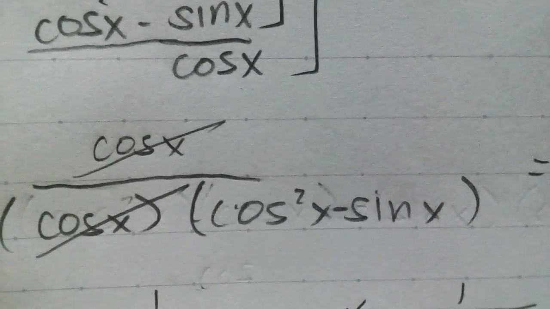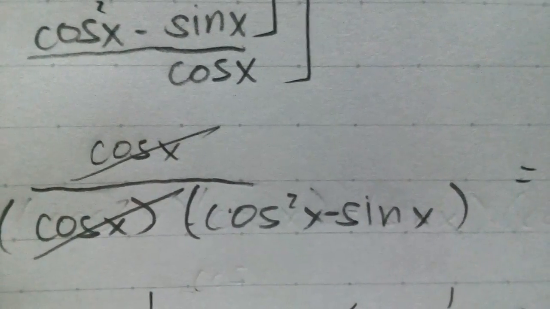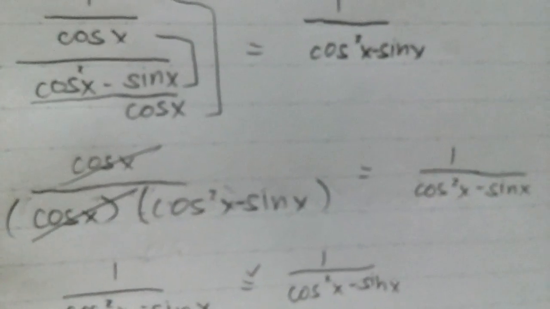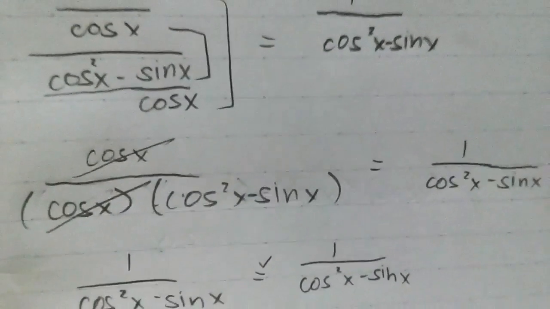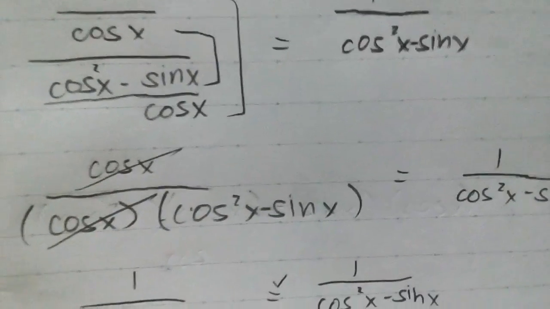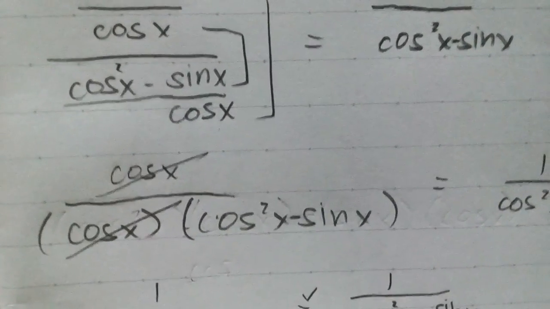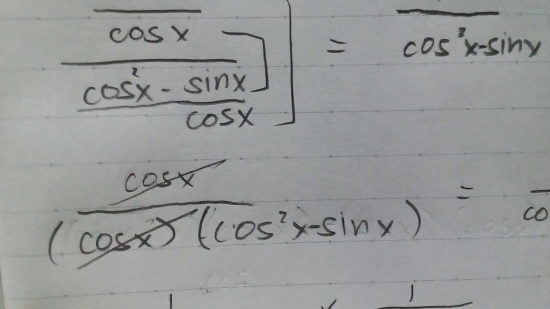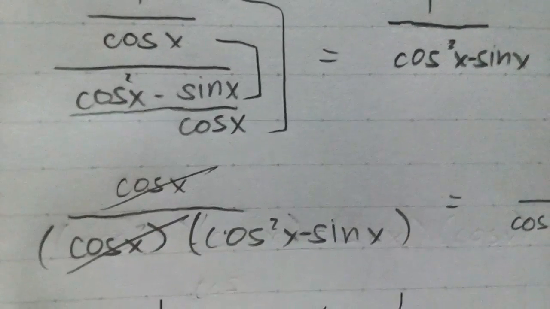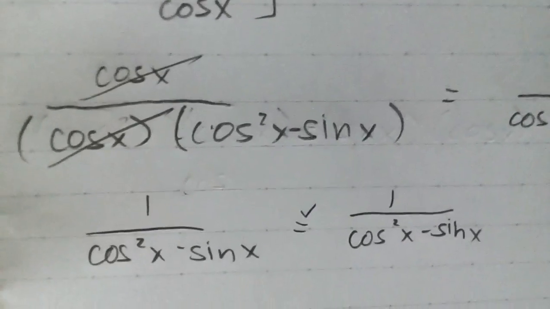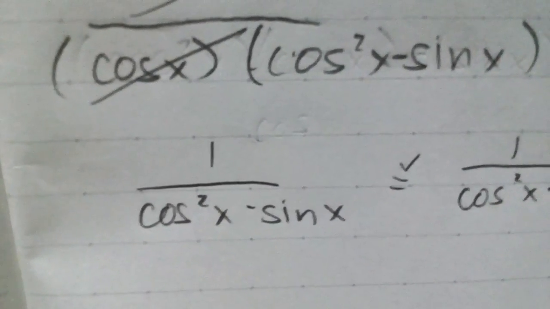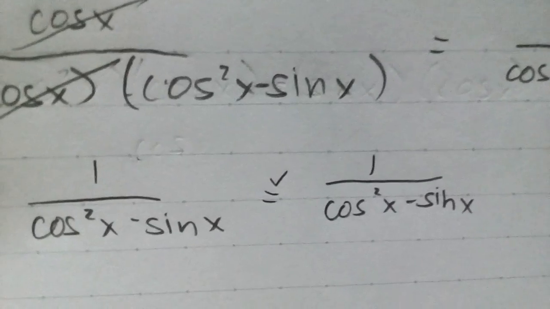cosine x over cosine x times quantity cosine squared x minus sine x is equal to 1 over cosine squared x minus sine x. So next we'll cancel the terms from the numerator and the denominator, which is the cosine x, because they are the same. After canceling the terms, we'll have 1 over cosine squared x minus sine x equals 1 over cosine squared x minus sine x.